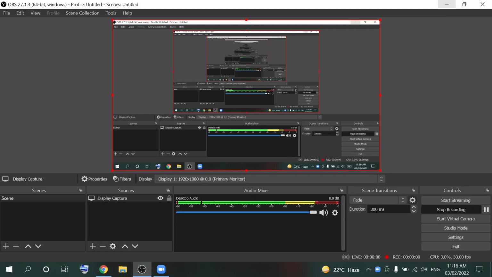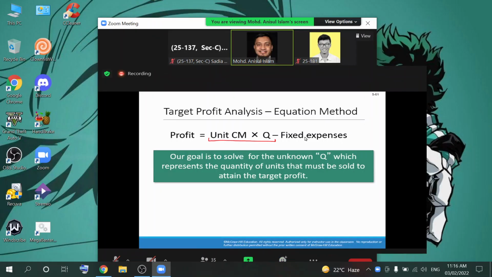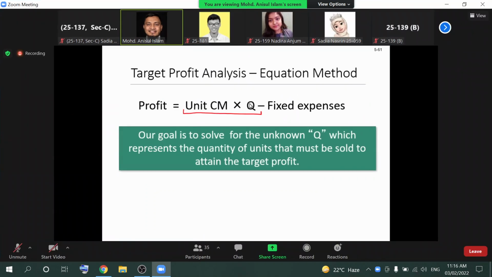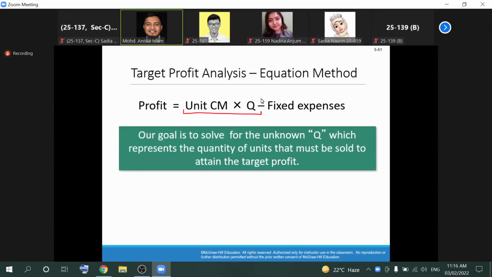Whether this contribution margin is adequate to cover the fixed expenses. When it is barely adequate to cover the fixed expenses, in that case you would see the profit is zero, and that is our break-even point.